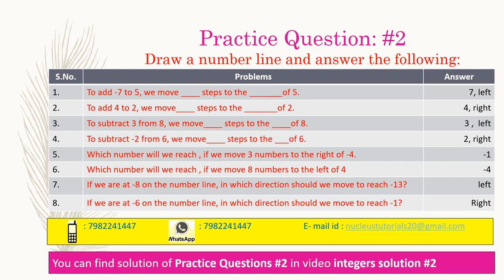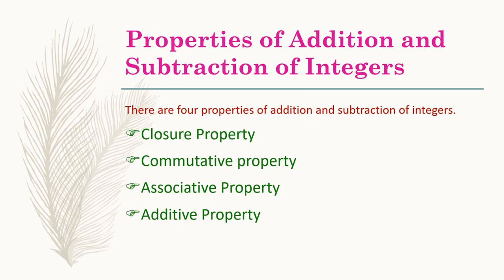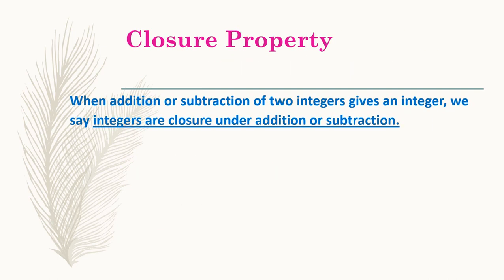So now let's start our today's session, properties of addition and subtraction of integers. There are 4 properties of addition and subtraction of integers. First one, closure property, then commutative property, associative property, and additive property. Let's see them one by one.